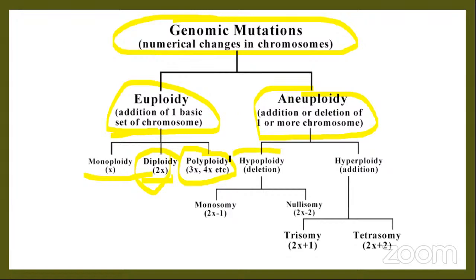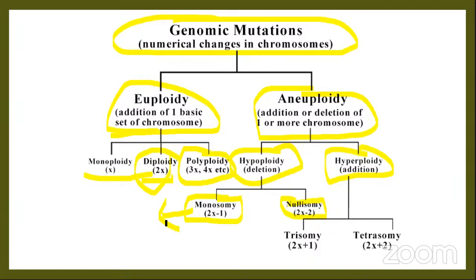See, it is again two types: deletion, hypoploidy, or addition of chromosomes, that's hyperploidy. Okay. So under the deletion of chromosomes, there are two types, that is monosomy condition and nullisomy condition. Monosomy means reduction of one chromosome from the genotype.